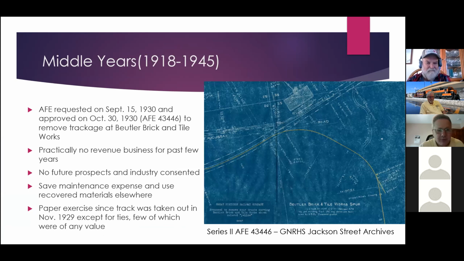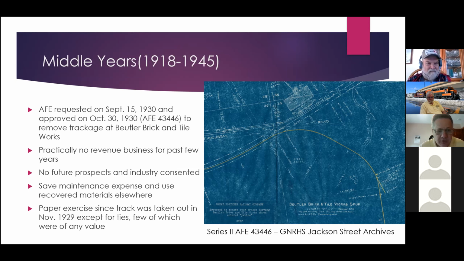And of course, when Butler put the track in, you look at the hearings and things, they talked about having enough clay there to last 40 or 50 years. Yet here we are in 1930, and there's an AFE to remove all the trackage at the Butler Brick and Tile Works. So there's been basically no revenue for the past few years, no future prospects. And even the industry said, we're not going to use the track. We're not going to be shipping anymore.